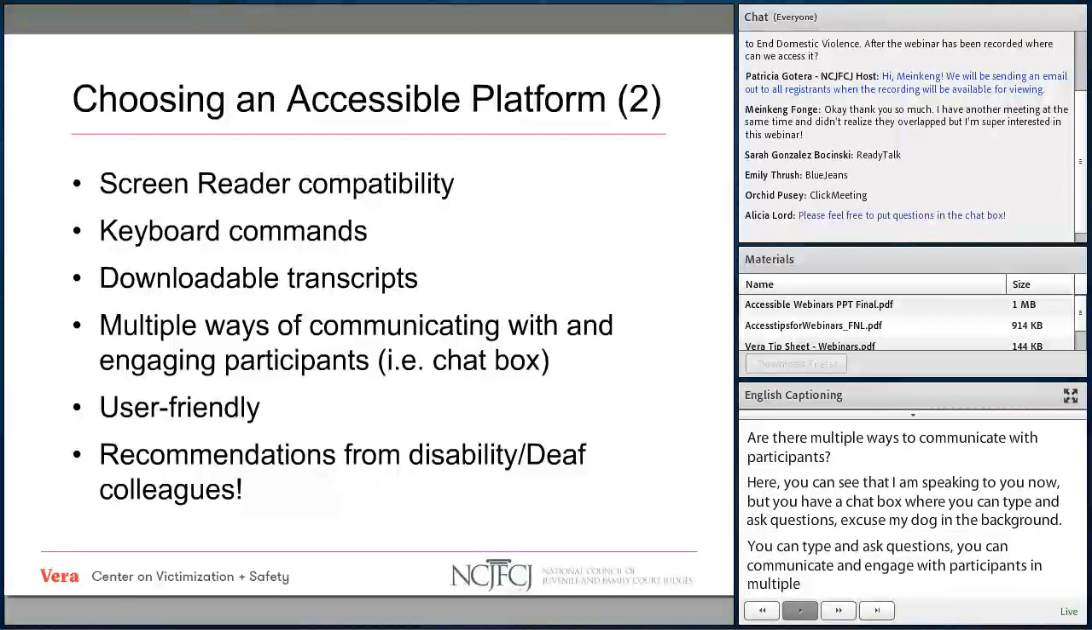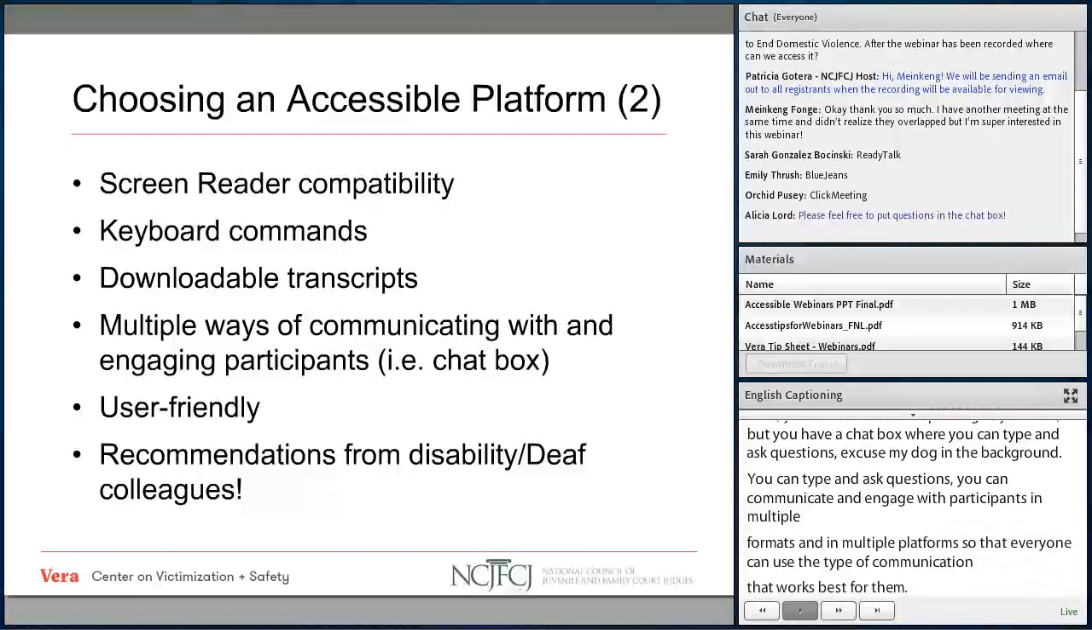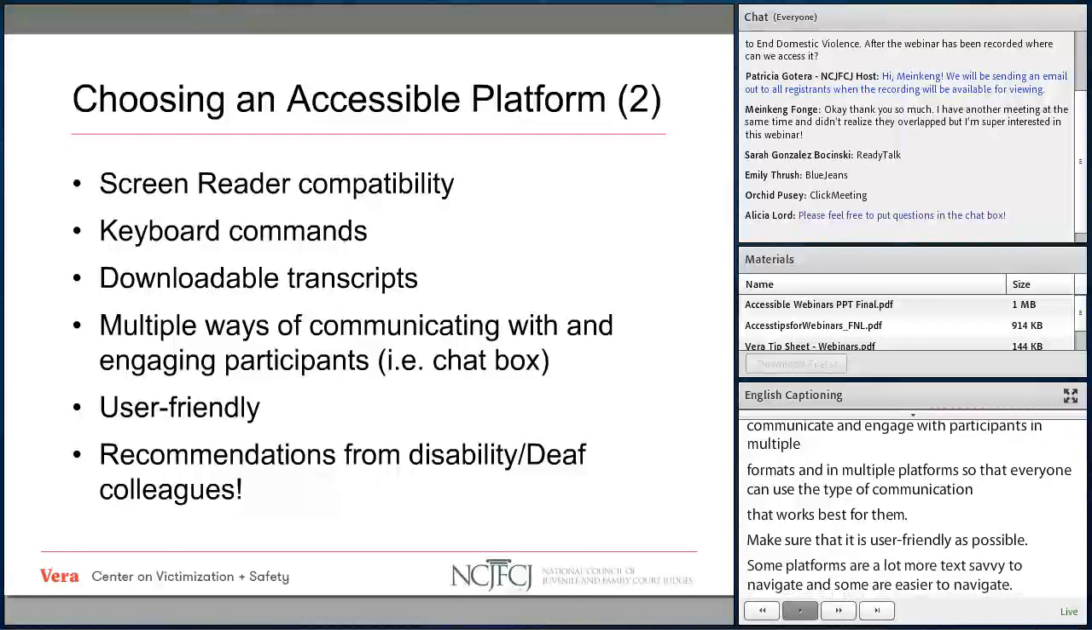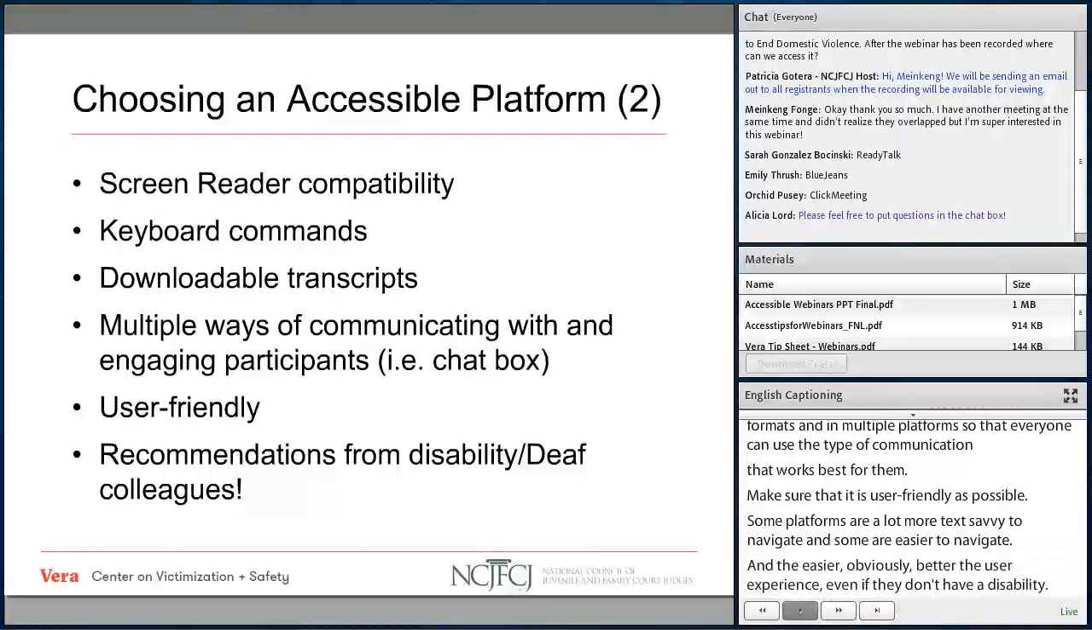Make sure it's as user-friendly as possible. Some platforms require a lot more tech savvy to navigate. Some of them are a lot easier to navigate. The easier it is to navigate, obviously, the better the user experience, even if they don't have a disability or don't need an accommodation, but especially when an individual needs an accommodation, the easier it is for them to access those unique features, the better their experience is going to be.